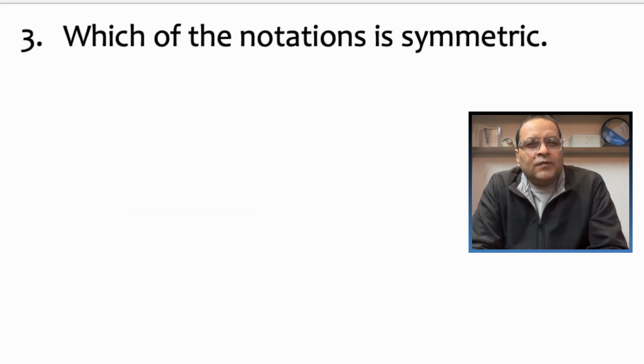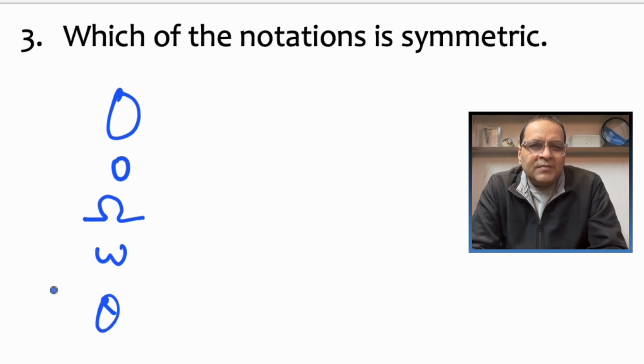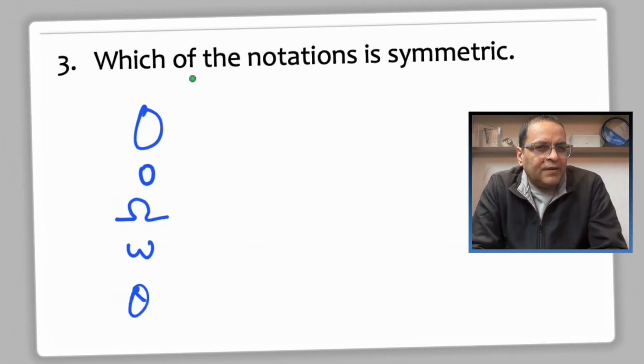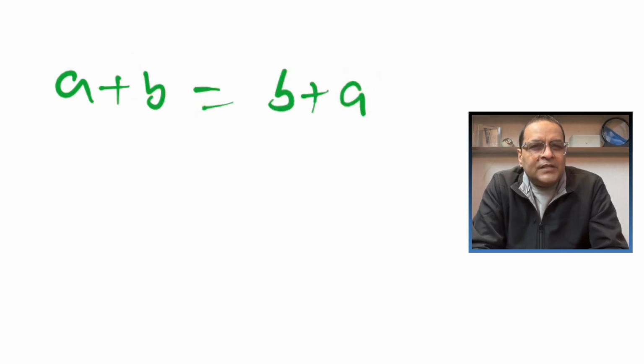Next question, which of the notations is symmetric? So we know that there are 5 notations: big O, small o, big omega, small omega, and theta. Sometimes theta is also called big theta, but we are not getting into those technicalities. A symmetric relation is that if f(n) is related to g(n), then g(n) should also be related to f(n). Like plus operation in mathematics is a symmetric operation. Why? Because a plus b is also equal to b plus a. But minus operation is not symmetric because a minus b is not equal to b minus a.